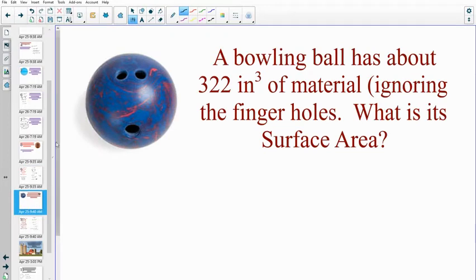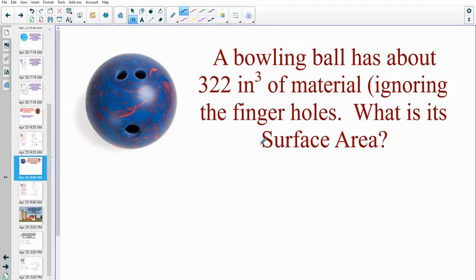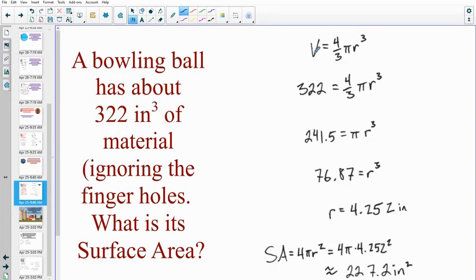All right, moving right along. Here is a bowling ball question. The bowling ball has this much material. So again, are we talking about volume or surface area? Probably not surface area, since that's what this question is asking for. The amount of material, that's definitely the volume. So I go with the volume formula. Volume is 4/3 pi r cubed. We're given 322 inches cubed, so I plug that in place of volume.